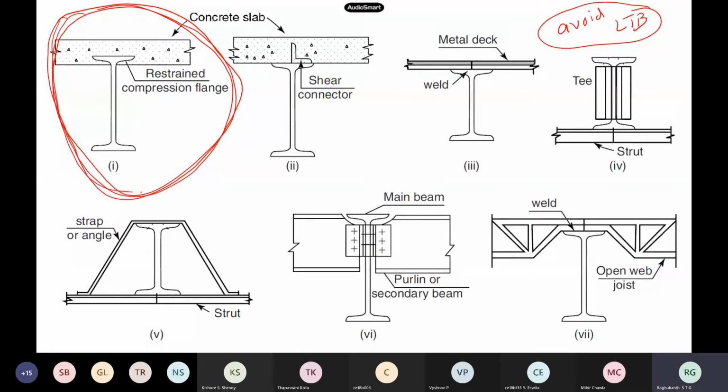Now here, what they have done in the concrete. So this top flange, where the top flange is located, you can have a concrete slab or whatever, and an I section below it. But what they have done essentially here is, this is the top flange, and they have embedded it inside the concrete slab itself.